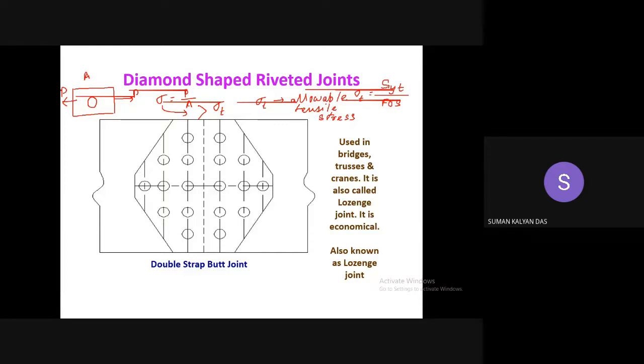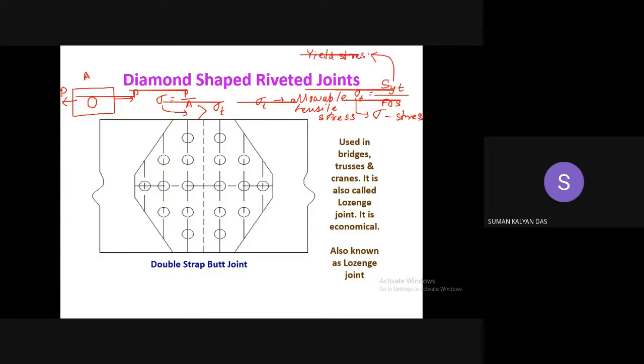So S_yt is what? Can anybody tell me? I wrote it over here. What does this represent? Yield strength for tensile load. Is it yield strain or yield stress? Sigma is normally represented as stress, isn't it? So this is yield stress.